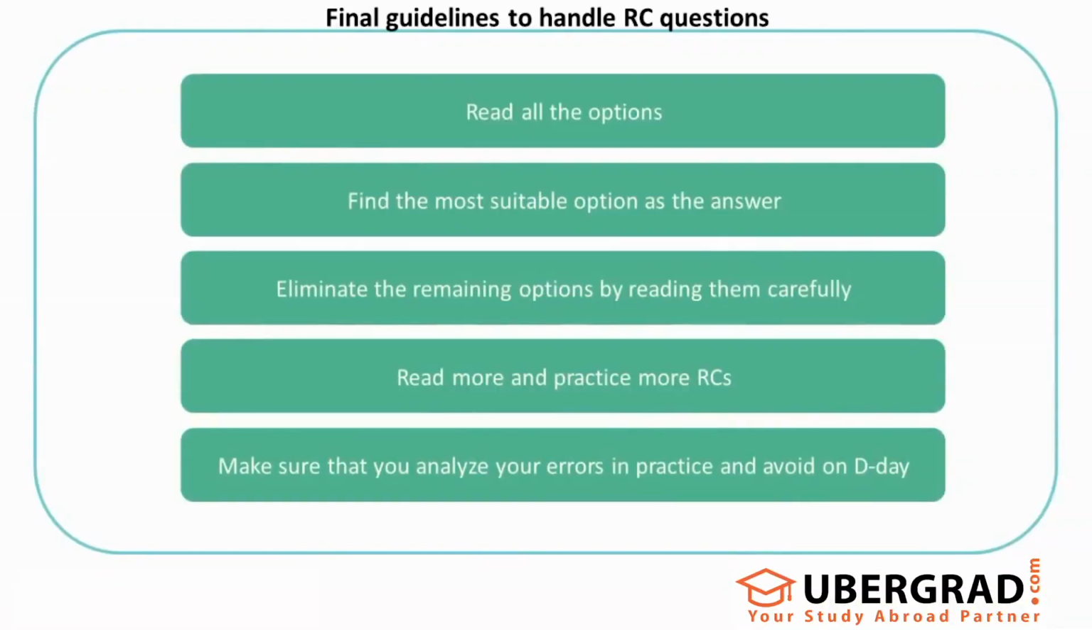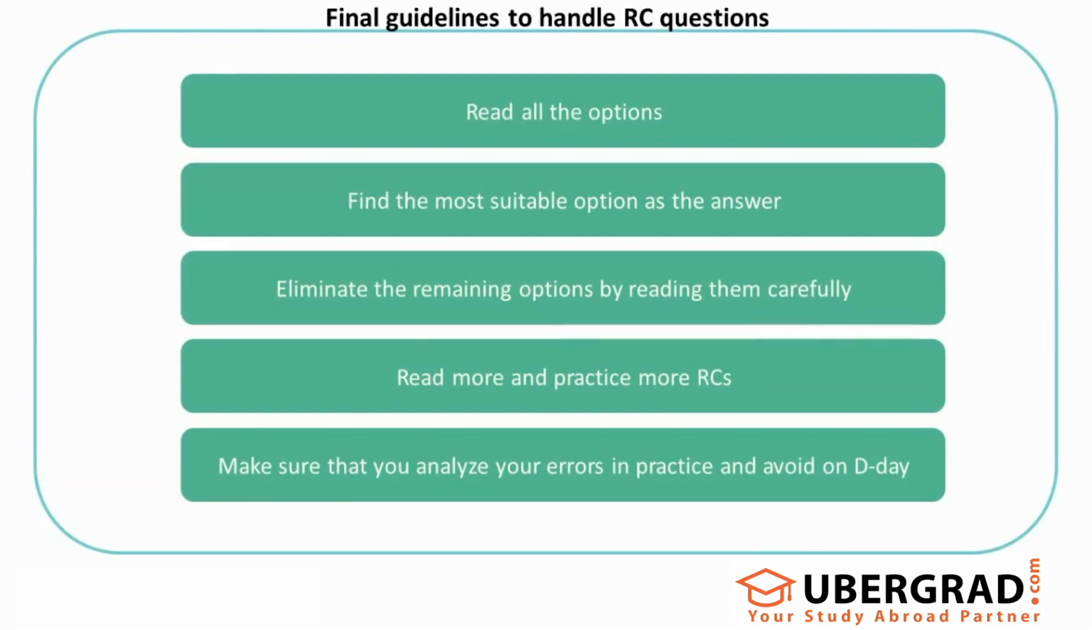Finally, what are the guidelines to handle RC questions? So first thing, read all the options. Let's say there are 5 options you have read and you found that the second option is correct, that you're convinced to a level. Do not stop reading there and mark B as the second option. Continue reading third, 4 and 5 and eliminate 3, 4, 5 confidently and mark 2 as the answer.